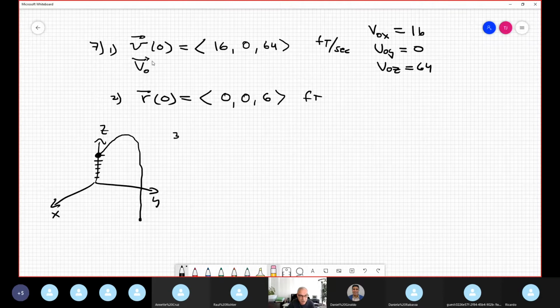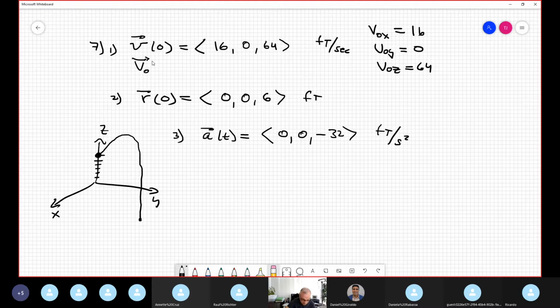But the third piece given is the acceleration. The acceleration at any time is equal to 0, negative 32 feet per second squared. Okay, so this is a typical problem in which I go back, because there is no derivative, it's the antiderivative. So the only information that we need is, well, look, this is the initial 0, 0. But this is for any time. The acceleration is the same because the acceleration points down.